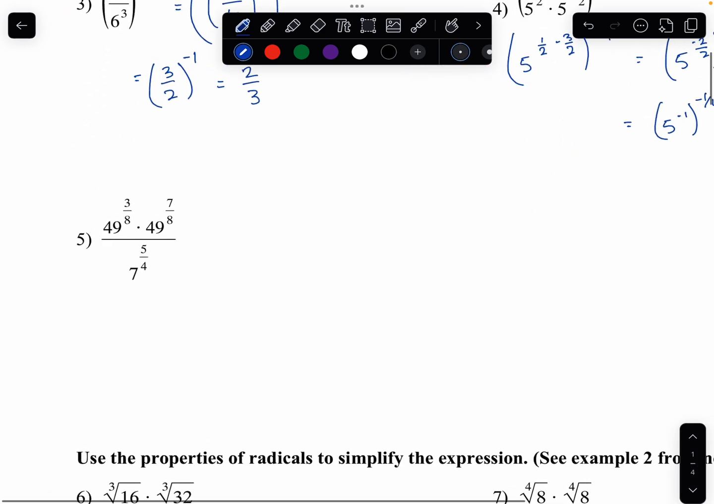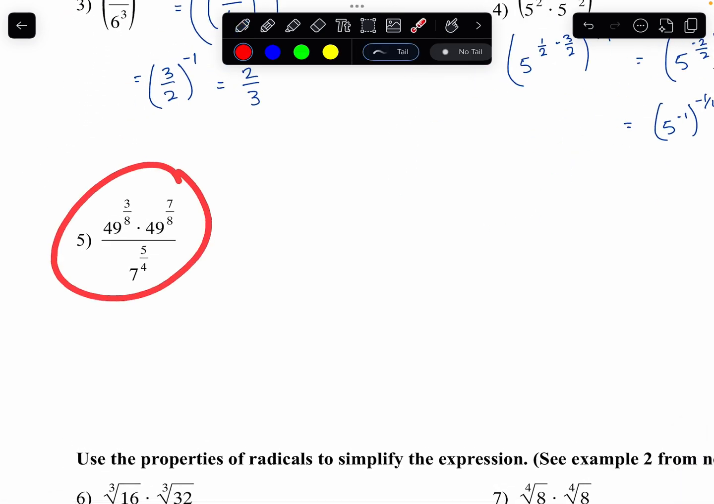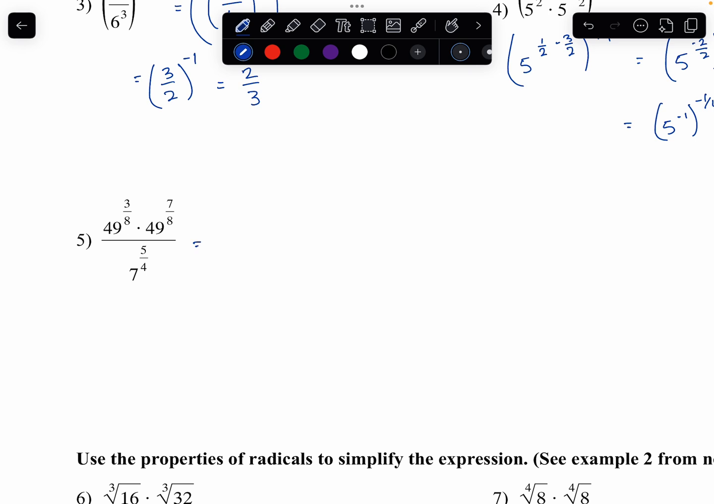Okay. For this one right here, there's a lot to do, but I can start with the numerator. I see that they have the same base, so I can add those exponents. So this would be 49, and because I'm adding these and they have the same denominator, that's 3 plus 7, so that's going to be 10 over 8, over 7 to the 5/4. Okay, and then I'm going to reduce this right here. 10 over 8 is the same thing as 5/4.